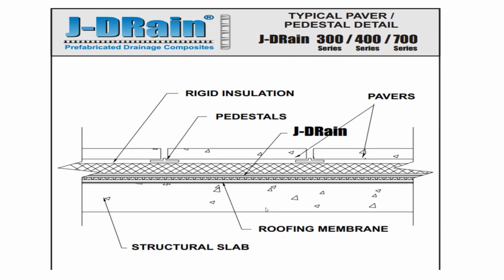And what that consists of is a slab, and normally these slabs are tilted to a drain. And then we would put a waterproof membrane and then a J drain, which is like a dimple board, then insulation, then a pedestal system that has open joints. So this water would drain down, and then it would go into a drain, and I'll show that in a second.